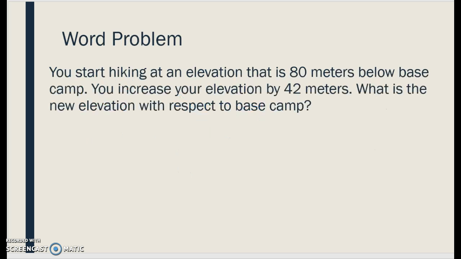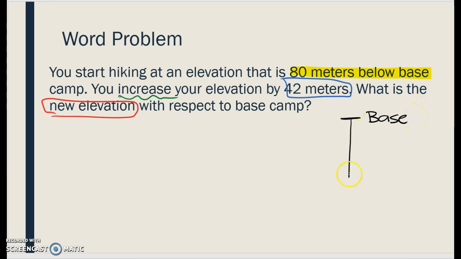So it says you start hiking at an elevation that is 80 meters below base camp. You increase your elevation by 42 meters. What is the new elevation with respect to base camp? So I'm going to draw myself a picture. I'm very visual, so I like to have pictures. I'm going to have my base camp here, and that's going to stand kind of like 0.